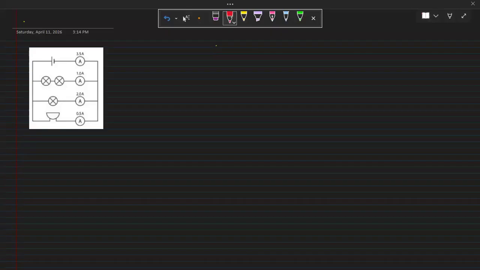This is a question, right? And I want to find out the total current. We all know that the conventional current flows from positive to negative, from the positive terminal to the negative terminal. So this would be the direction of the current, and the current is denoted by capital I.